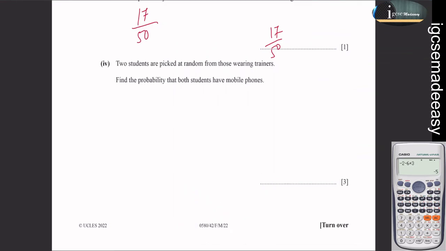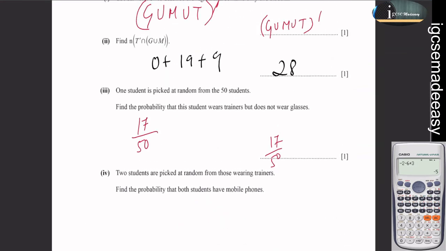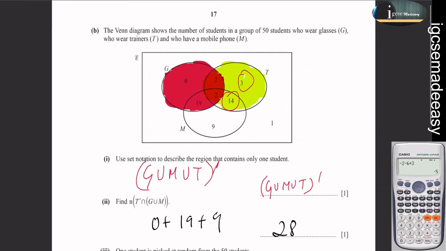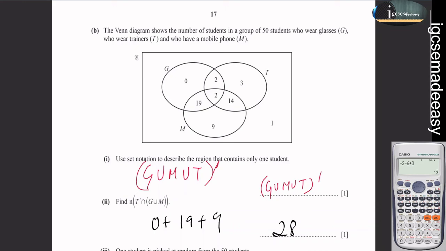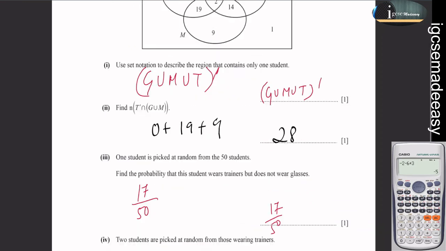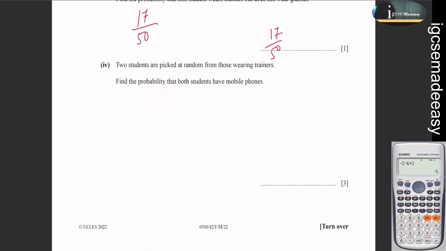Two students are picked at random from those wearing trainers. Now two students are picked at random, those who are wearing trainers. So how many students are actually wearing trainers? So 3 plus 2 plus 2 plus 14, right? 14, 15, 16, 17, 18, 19, 20, 21. So 21 students are actually wearing trainers.